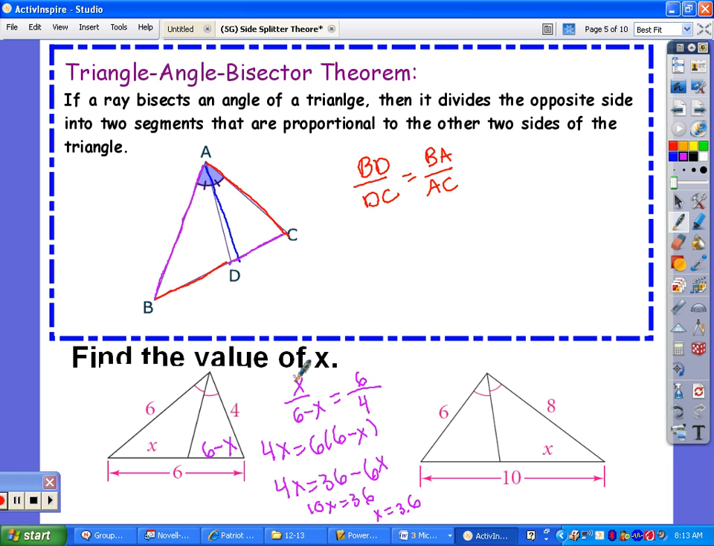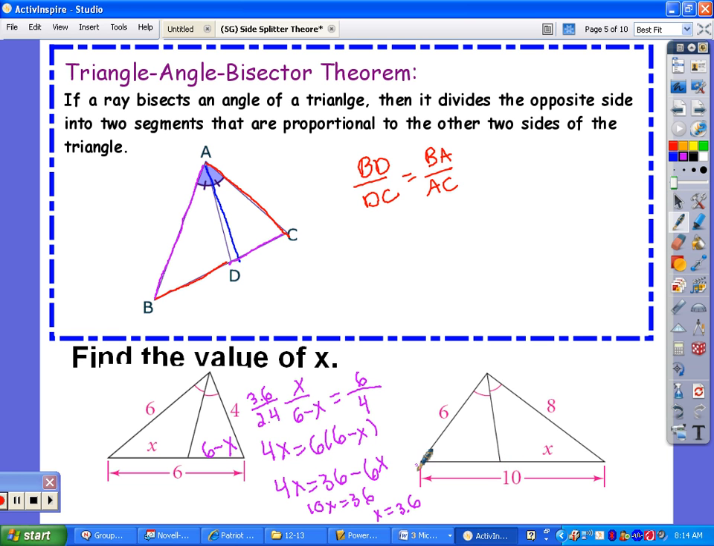So if I do 6 minus 3.6 for this bottom part, I get 2.4 if I plug it back in, and I get 3.6 on top. And then I'm going to divide 3.6 by 2.4 and make sure it's the same as 6/4. So that gives me 1.5, and 6 over 4 is also 1.5. So we did that correctly.